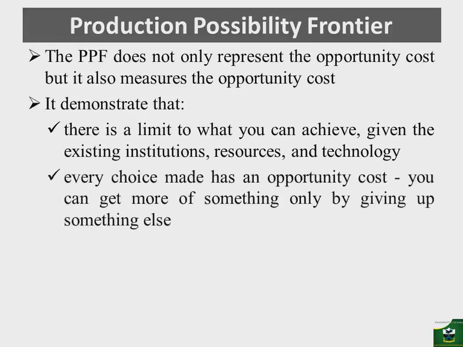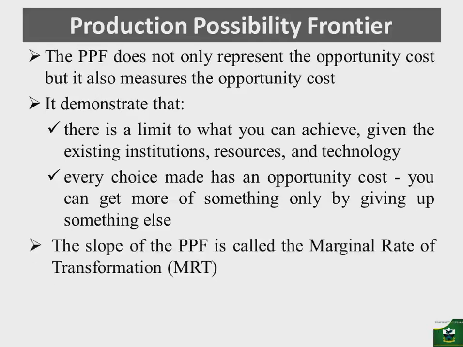Secondly, every choice made has an opportunity cost. This means that you can get more of something only by giving up some units of the other item. Suppose you had a choice to produce war goods or consumer goods. If you decide to produce more consumer goods, you will need to give up resources needed for the production of war goods channeled to the production of consumer goods.